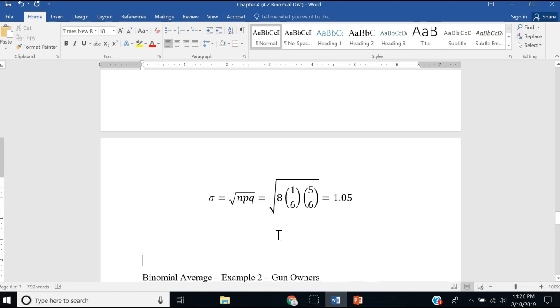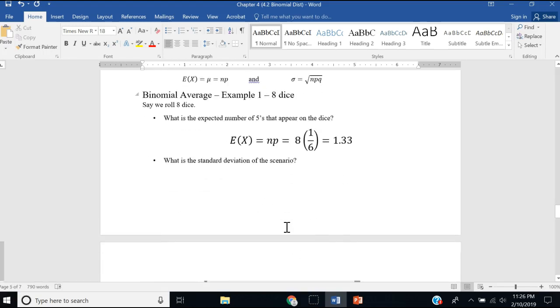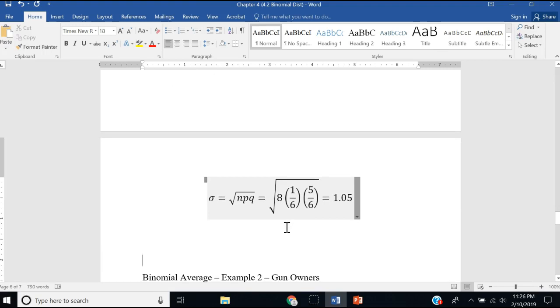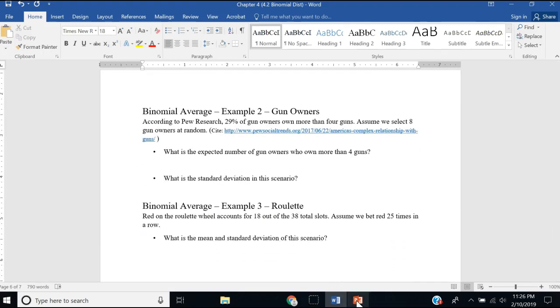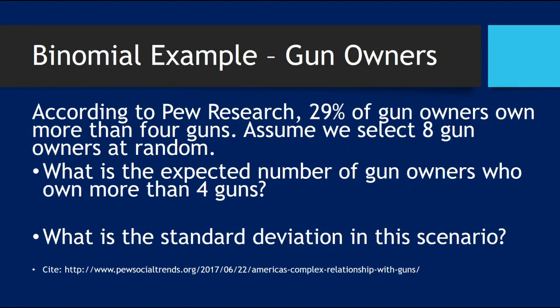All right, so that's how we calculate it. Again, we'll just use those formulas and calculate it. So what I would like you to do is go back to another example we did. We did the gun owners example. I want you to calculate the expected number of gun owners who own more than 4 guns and calculate the standard deviation of this scenario. Push pause on the video.